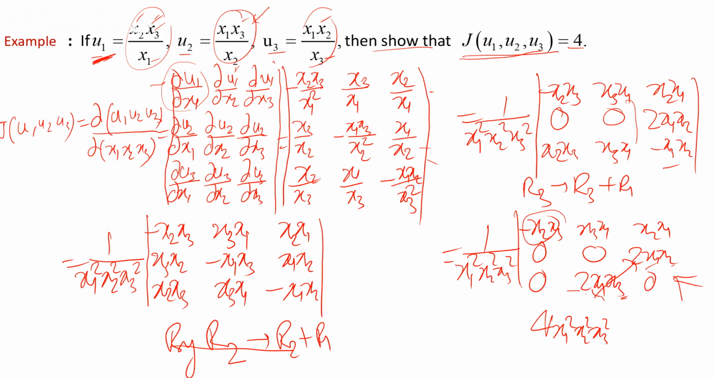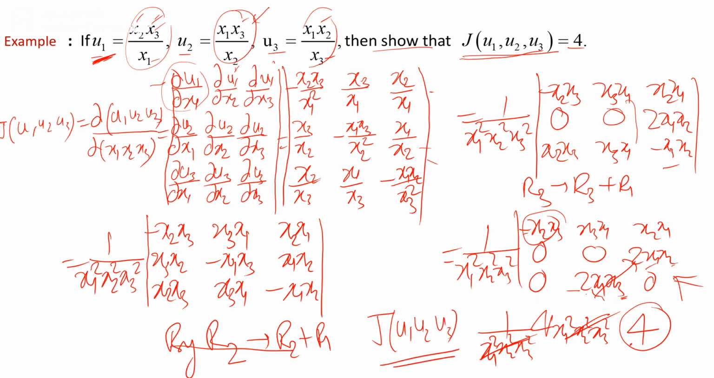We get a negative sign, negative negative, we get a positive sign. Now x1 square x2 square x3 square cancel out, and we obtain the value 4. So this is the value of the Jacobian, J of u1, u2, u3. In that way we can show, or we can find, the Jacobian if we have different functions.